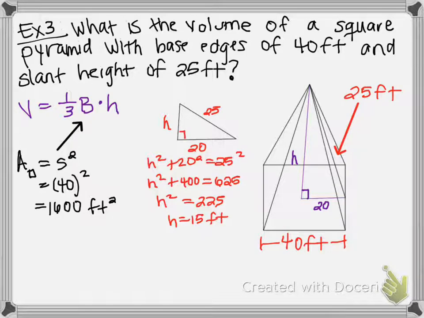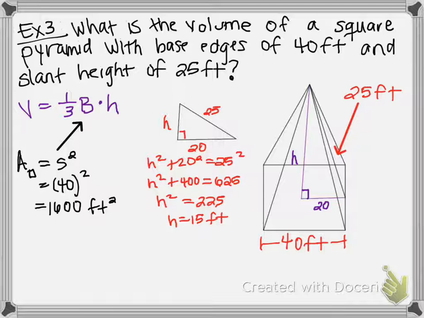So again, because we're working with a right triangle, I could use the Pythagorean theorem. This time, H I put in the left side because it's not the hypotenuse. H squared plus 20 squared equals 25 squared. And then as you work that out, and you can check your work with the work I have here, H, that height, ends up being 15 feet.